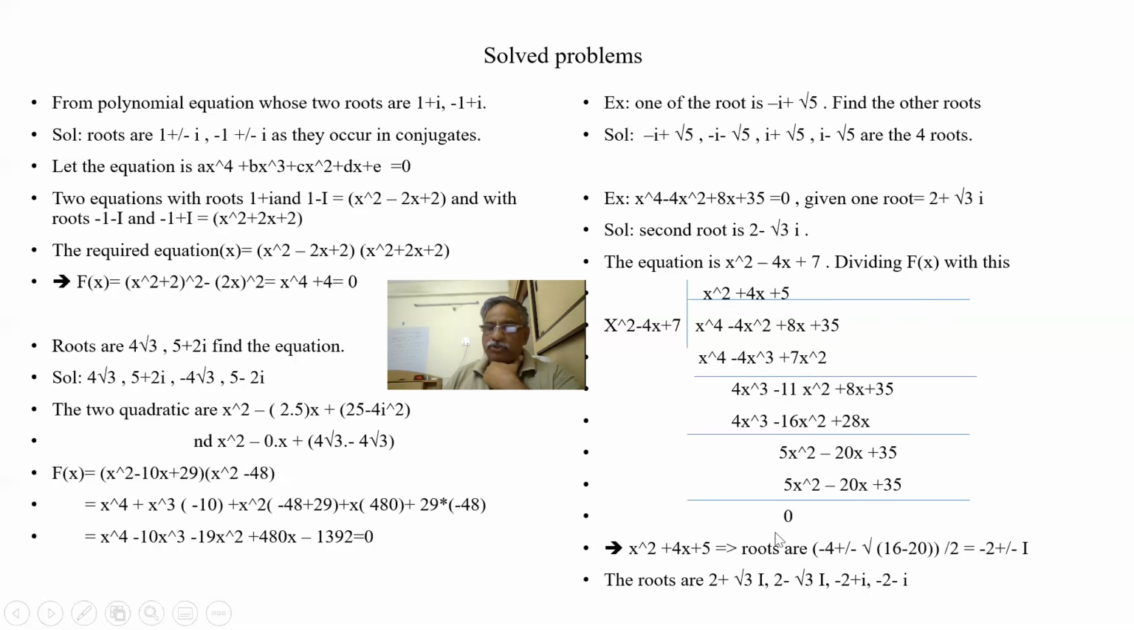This is having two roots. This is minus b plus or minus root of b square minus 4ac by 2a. So minus 2 plus or minus i. So the total roots are minus 2 plus or minus i, and 2 plus or minus root 3i. These are the 4 roots.